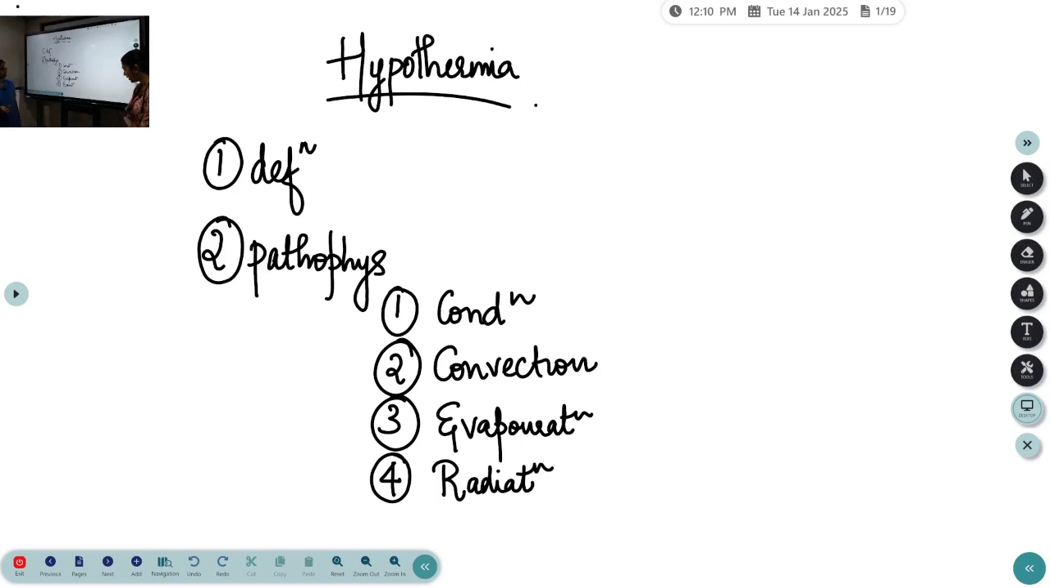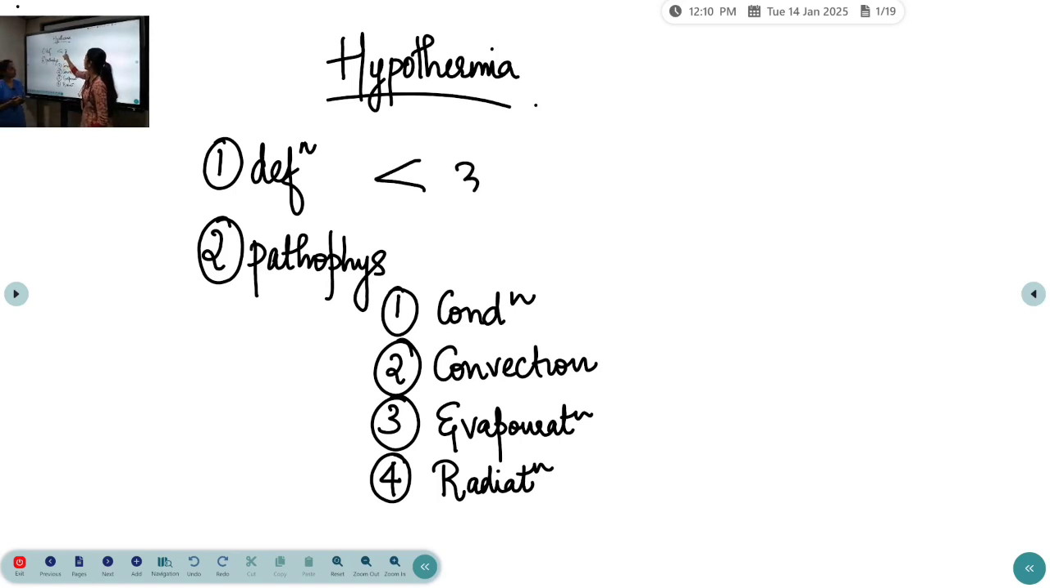Okay, so you told that the definition is temperature less than 35. So what temperature? That is the core body temperature, less than 35 degrees Celsius. That means the patient's body temperature should be less than 35 degrees Celsius.